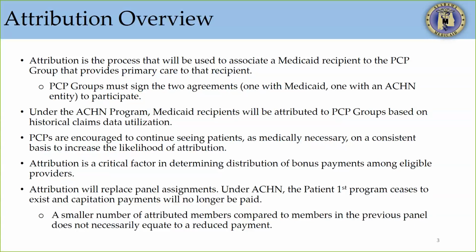What is attribution? Attribution is the process that will be used to associate a given Medicaid recipient to the PCP group that is providing the primary care to that recipient. As a reminder, PCP groups must sign 2 agreements, one with Medicaid and one with the ACHN entity. Under the ACHN program, Medicaid recipients will be attributed at the group level based on historic claims. Therefore, PCPs are encouraged to continue seeing patients as medically necessary to increase the likelihood that that recipient and group of recipients will be attributed to their practice.